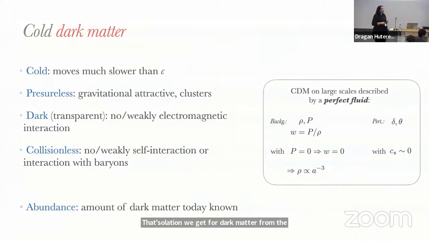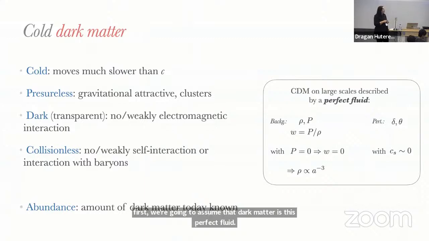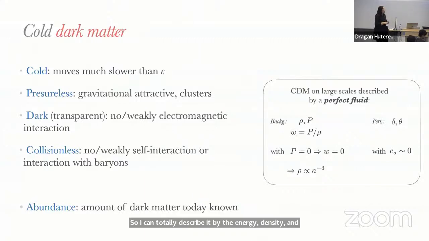First, we're going to assume that dark matter is a perfect fluid, so I can totally describe it by the energy density and the pressure, and also an equation of state. This is going to be a fluid that is non-relativistic today. It's pressureless. What does that mean? It means that it's going to cluster on all scales. In the CMB, at least on those scales, we see that dark matter is clustering. So in the perturbations, this gives us that the equation of state is equal to zero. So it has zero pressure, and it has a zero or very small sound speed. This means that dark matter not only is non-relativistic today, it clusters on all scales. So it's a pressureless fluid.